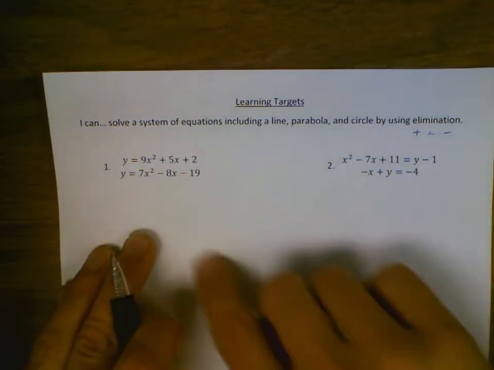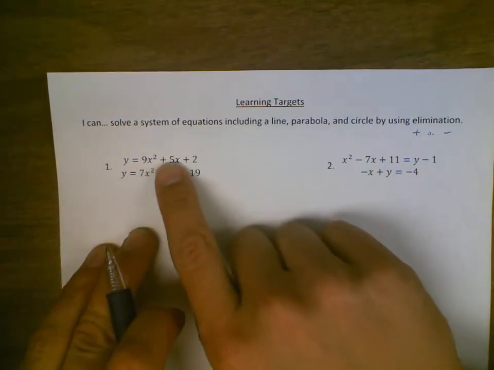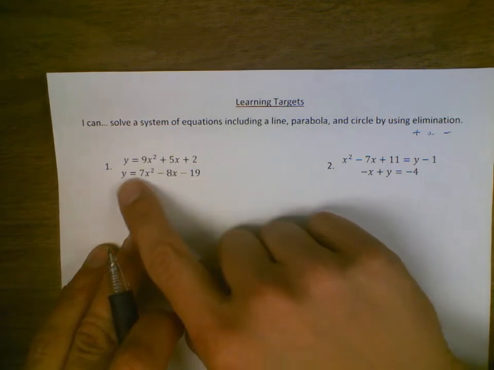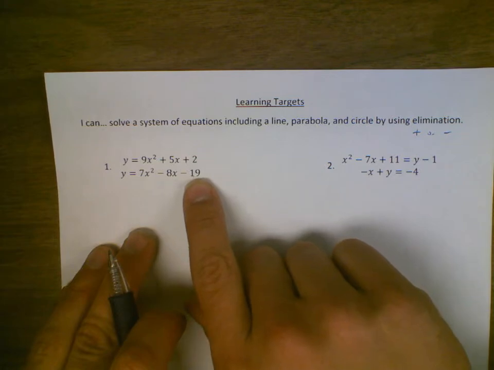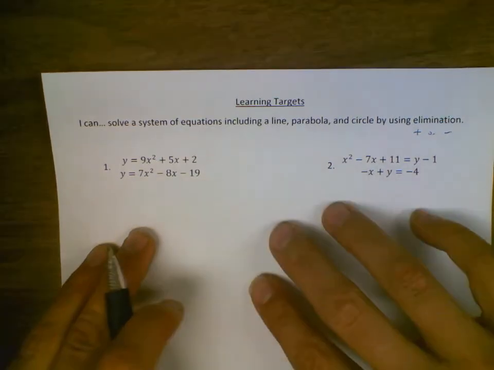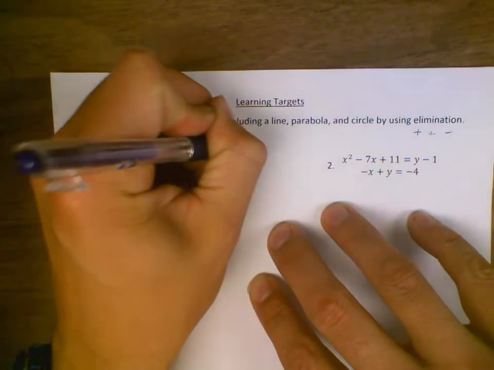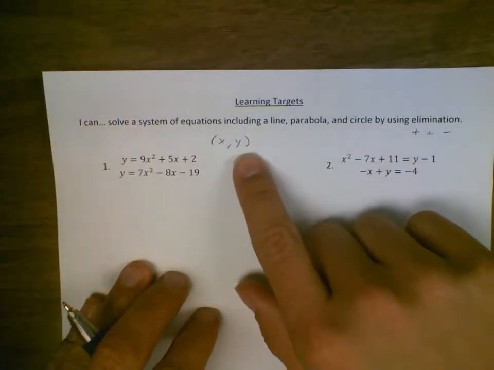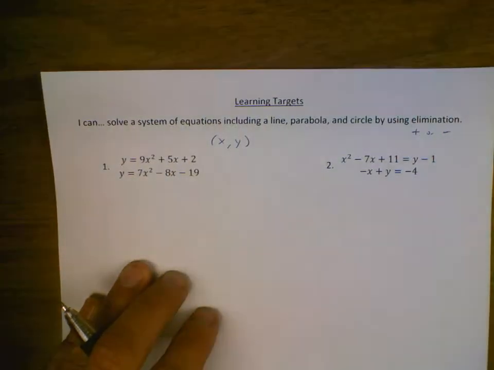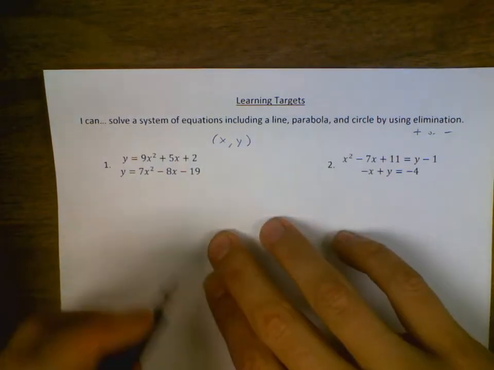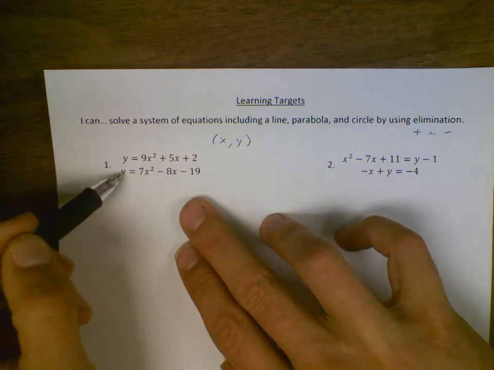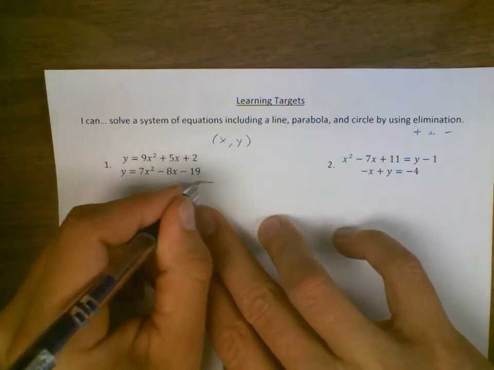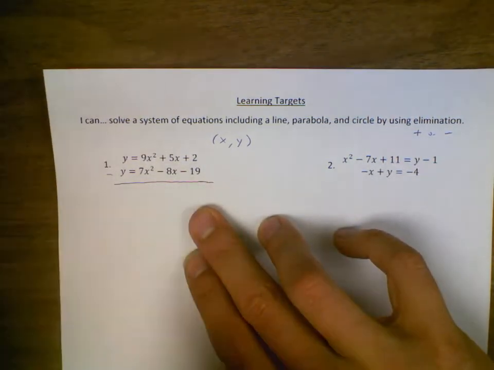So if I look at number one, I have y equals 9x squared plus 5x plus 2, and I have y equals 7x squared minus 8x minus 19. And I want to find the ordered pair, the x and y value that makes both of these equations true. So to do this using elimination, I want to eliminate one of the variables. And I notice that I can eliminate the y variable if I subtract the two equations from one another, right?